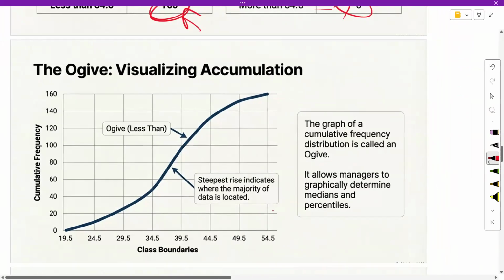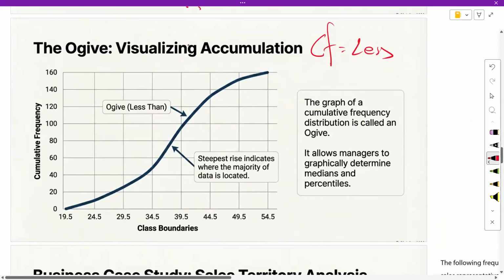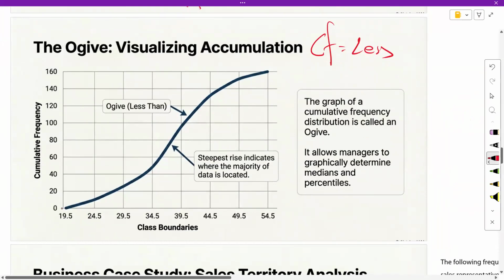Now we work on Ogive accumulation. Accumulation means the less than cumulative frequency. Less than means this chart. Now we have to start from the lower boundary of the first class.